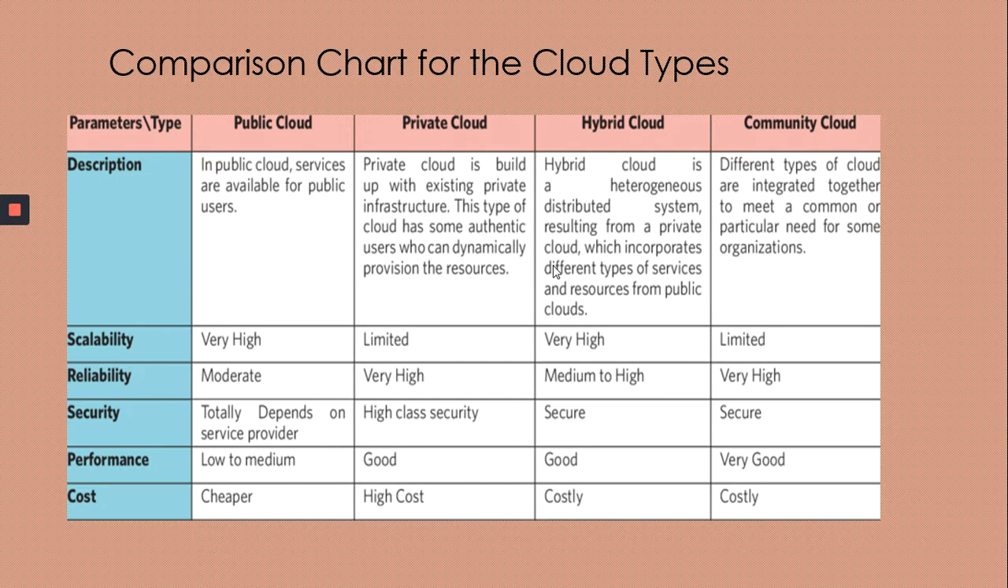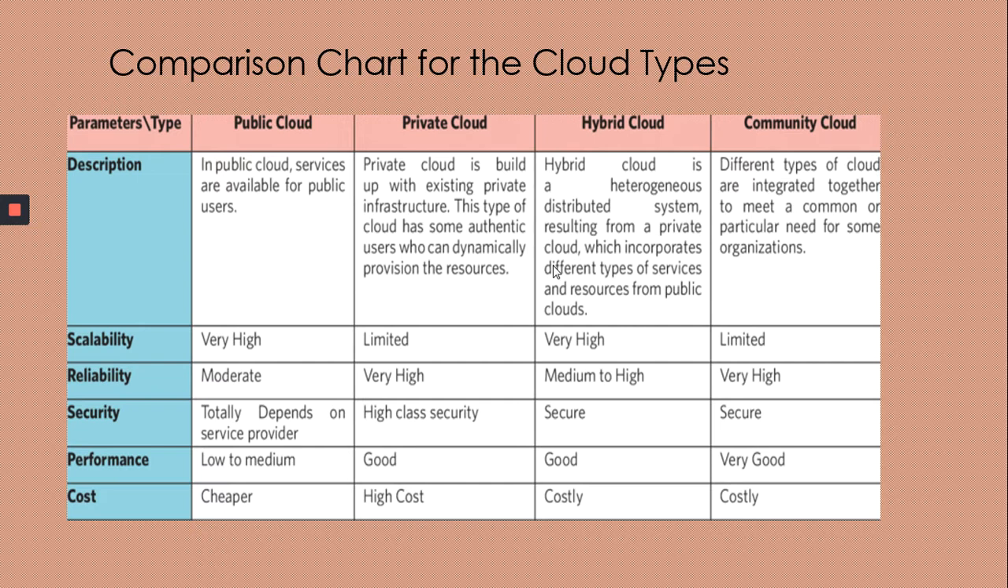Scalability means whenever the peak load comes, we have to handle it based on the scaling policy, either horizontal scaling or vertical scaling. In terms of public cloud, it is very high, and the hybrid cloud is also very high. But in private cloud and community cloud, there is a limitation in scalability.